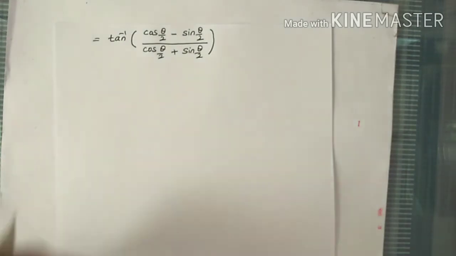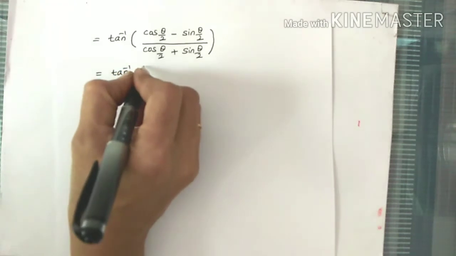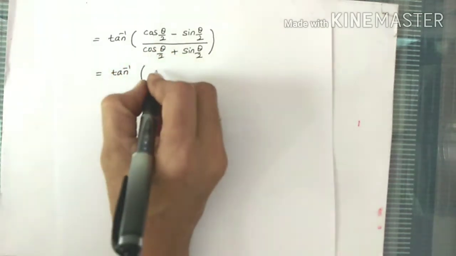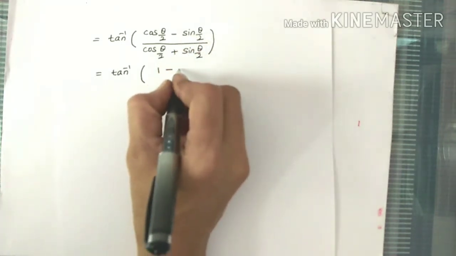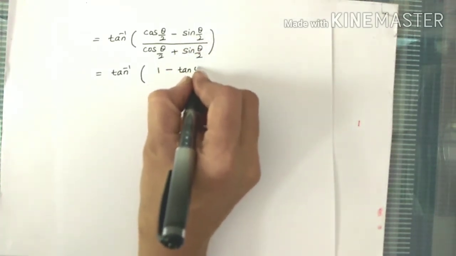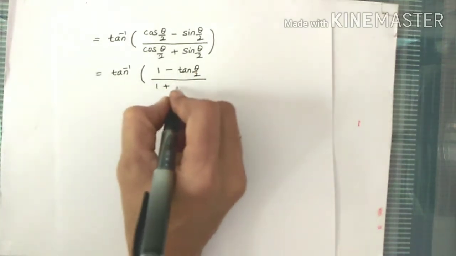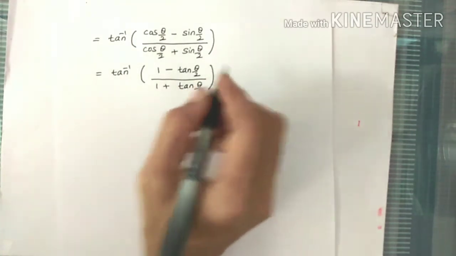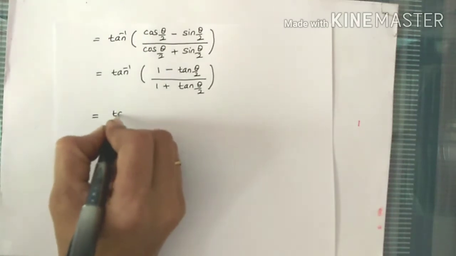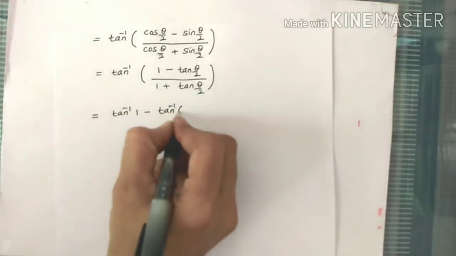Now let's make this term as 1. So dividing by cos of theta by 2 in the numerator and denominator, cos theta by 2 upon cos theta by 2 becomes 1 minus sin theta by 2 upon cos theta by 2, that is tan of theta by 2. In the denominator also we have the same term, but the only change is that in between we have a positive sign. So now this becomes tan inverse of (1 minus tan of theta by 2) over (1 plus tan of theta by 2), that is tan inverse of 1 minus tan inverse of tan of theta by 2.